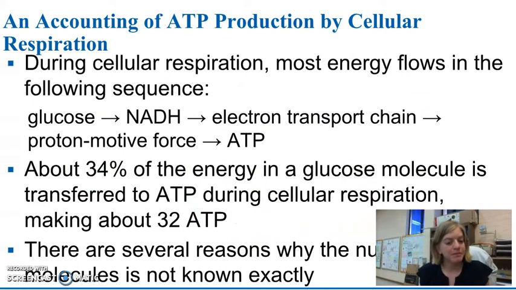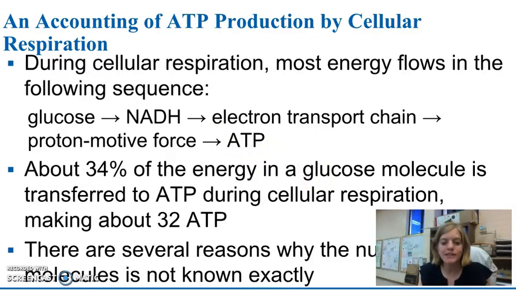The reason why I had to make that change is because during cellular respiration, most of our energy flows in the following way. We start out with our glucose. It gets broken down in glycolysis to pyruvate as well as acetyl-CoA. Through the Krebs cycle, we end up with NADH as well as FADH2, which carry our high energy electrons to the ETC, the electron transport chain. And that electron transport chain creates a proton motive force that allows the ATP synthase to add the inorganic phosphate to the ADP and create ATP.